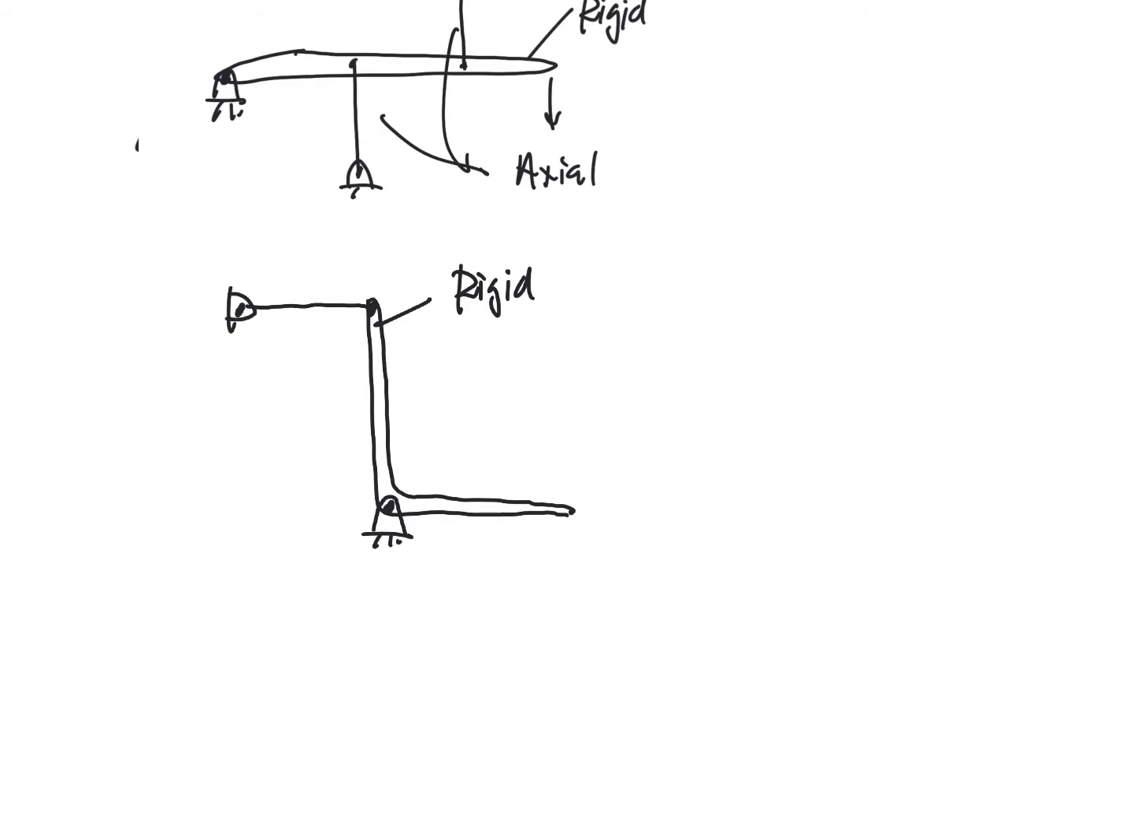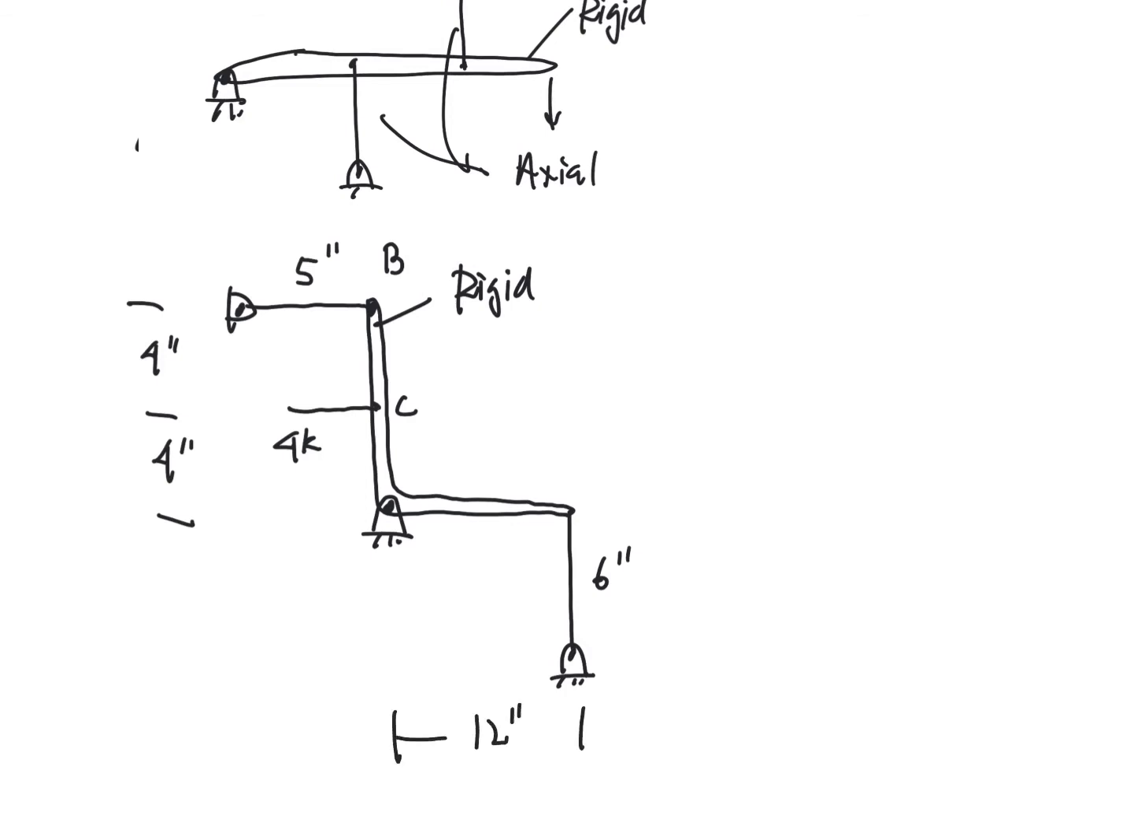Let's go ahead and say that the length of this bar is 5 inches. And then I'm going to put another link right here, a little bit longer. Let's say that that's going to be 6 inches. Let's call this B. Then at C, which is exactly halfway down, I'm going to put a 4 kip load. And these distances we're going to call 4 inches. And then the distance from here is going to be 12 inches, like so.